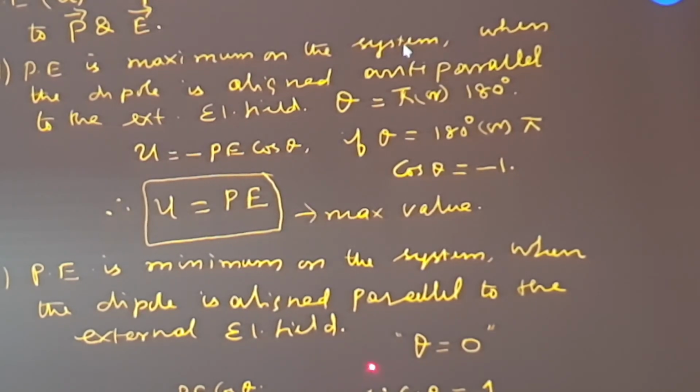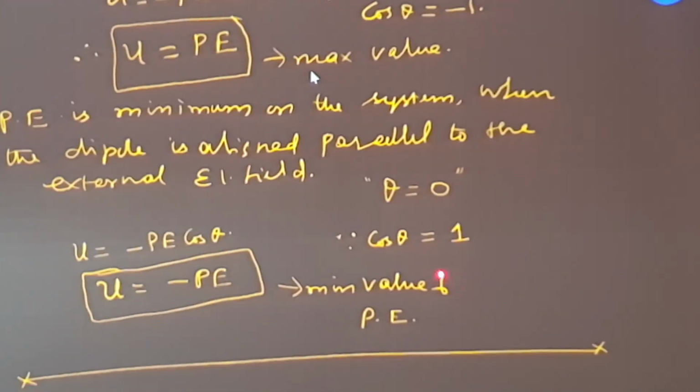The potential energy is minimum when the dipole is aligned parallel to the external field. If it is aligned parallel to the external field, then θ becomes 0, and cos θ is equal to 1. If cos θ is equal to 1, then the final potential energy is equal to minus PE. This potential energy, epsilon equal to minus PE, gives you the minimum value of the potential energy.